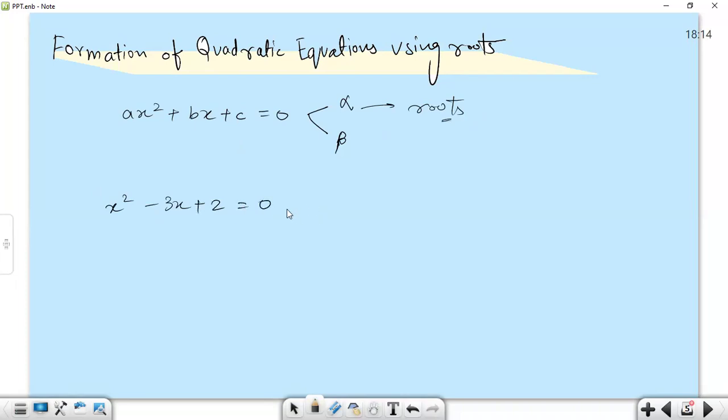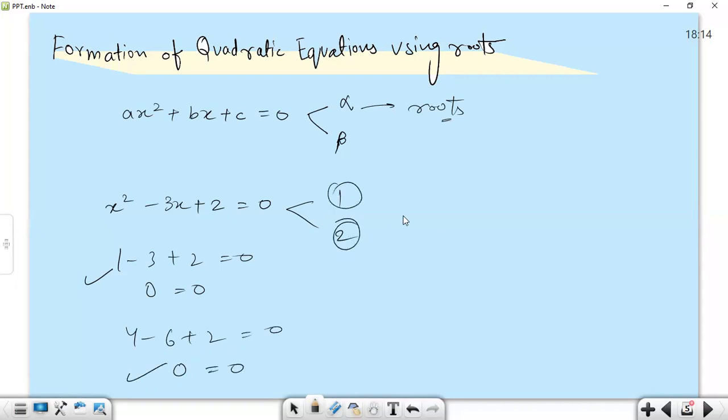Let's say this is a quadratic equation. Its roots are 1 and 2. So when we substitute 1 here, 1 minus 3 plus 2 is 0, so the equation is satisfied on the left-hand side and right-hand side. For 2 also it will happen: 3 twos are 6, plus 2, 4 minus 6 plus 2 is 0. So these two are the solutions of the quadratic equation, known as roots.